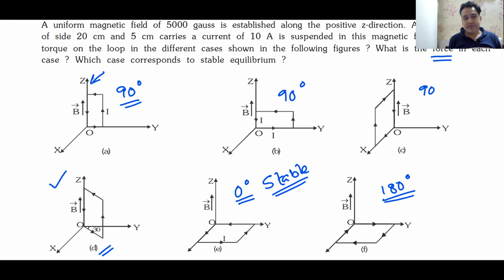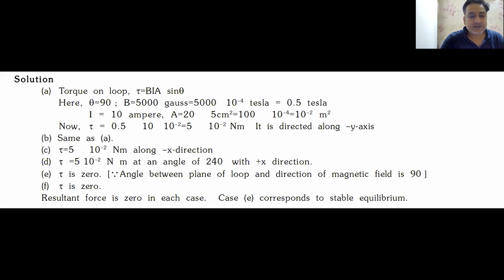So I hope you got the answers to all the cases. This is just a confirmation of the answers here. You can check it. Case A 90, B 90, C 90, E 0, F 180, and this is case number D.